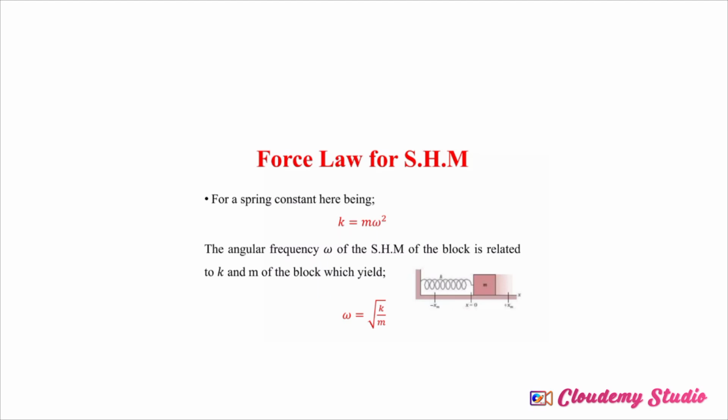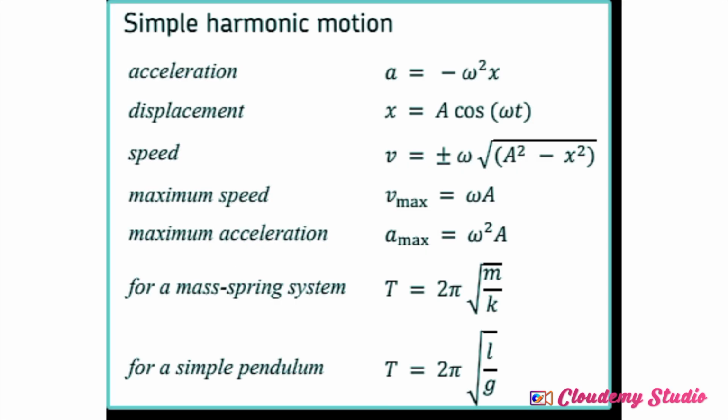We see the same thing here. They are just saying that it is related to the mass and the K. The K depends on the type of spring being used. This basically summarizes everything under simple harmonic motion.